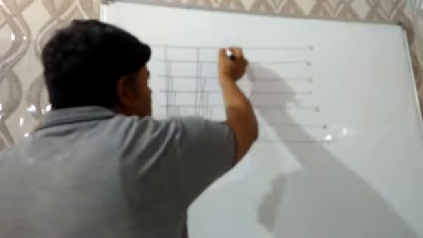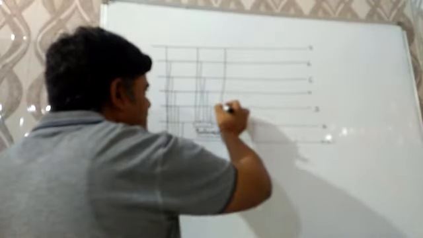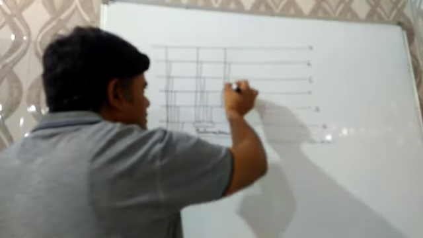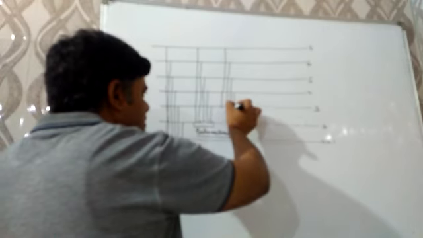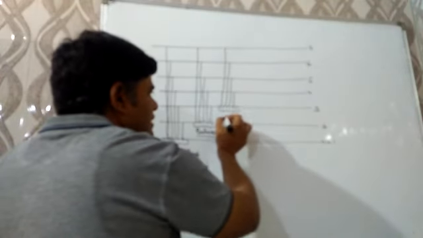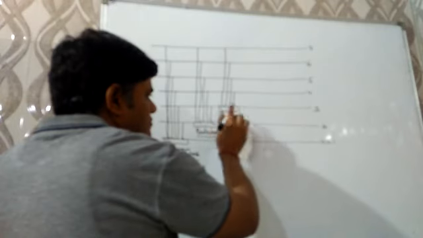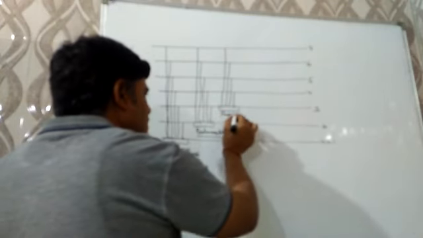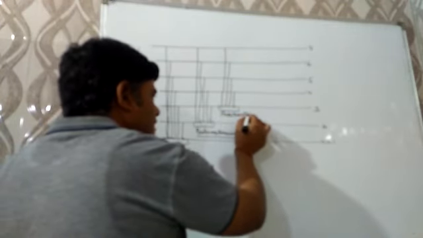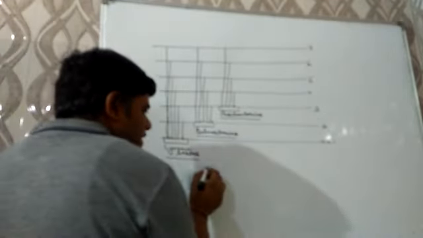Next, the third series of lines I mentioned is known as Paschen series. The third series of lines in the spectrum of hydrogen and hydrogen-like species is known as Paschen series. This series is obtained when the electron jumps from higher energy level to the third energy level.